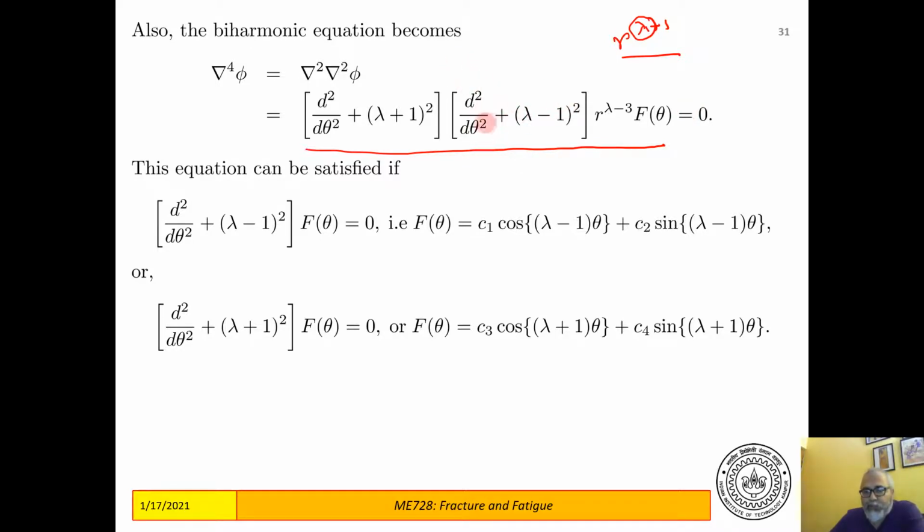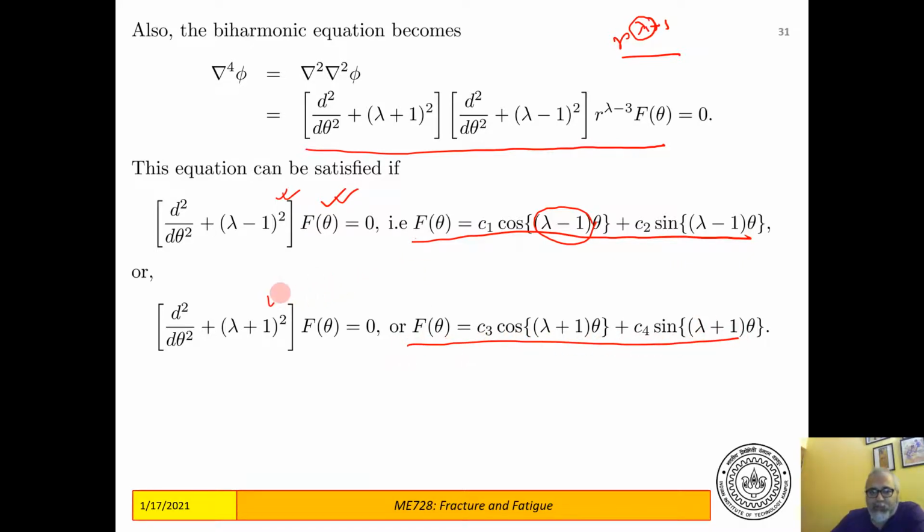And for this to be true, either the del theta square plus lambda minus 1 whole square of f theta has to be equal to 0. So either this has to be satisfied. This is a second order differential equation, and the solution of this you already know is this, with lambda minus 1 being the stiffness here. This is of the form del x square plus k x equal to 0, where x is f theta and k is lambda minus 1. So this is the solution of f theta if this is true, and this is the solution of f theta if this is true.